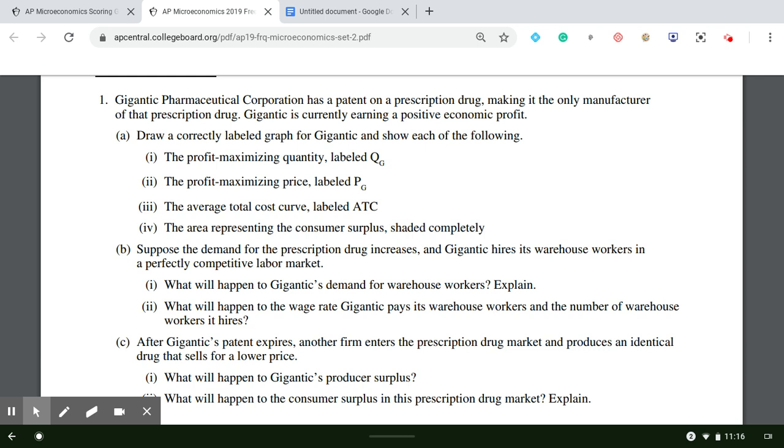In this case, we've got a monopoly on this prescription drug, so we'll draw a monopolist graph. We're going to have to draw the ATC, making sure that we can show that there's positive economic profit. And we're also going to show some consumer surplus, so that'll be a little different this time too. So let's get right into it.